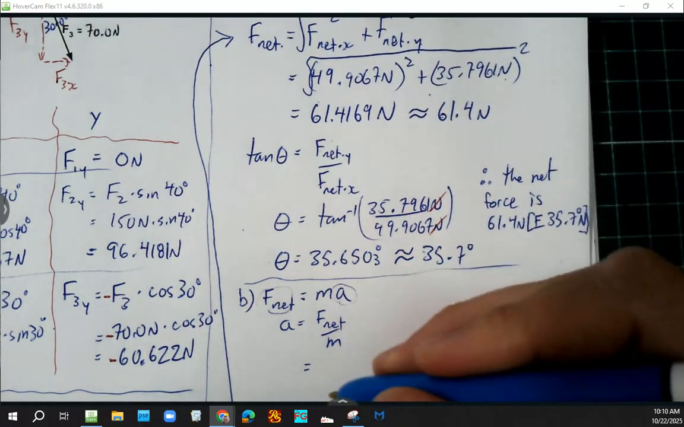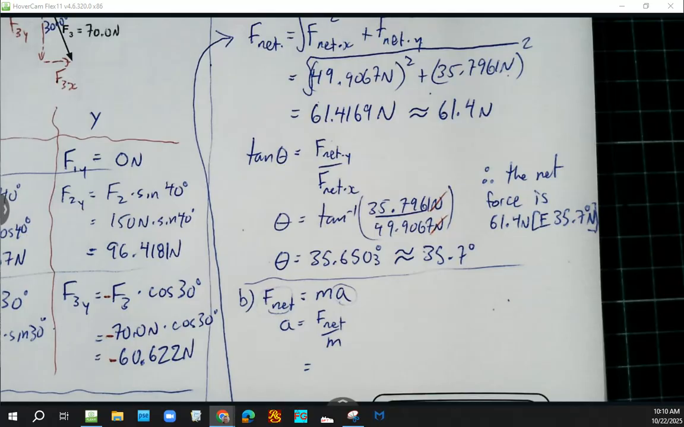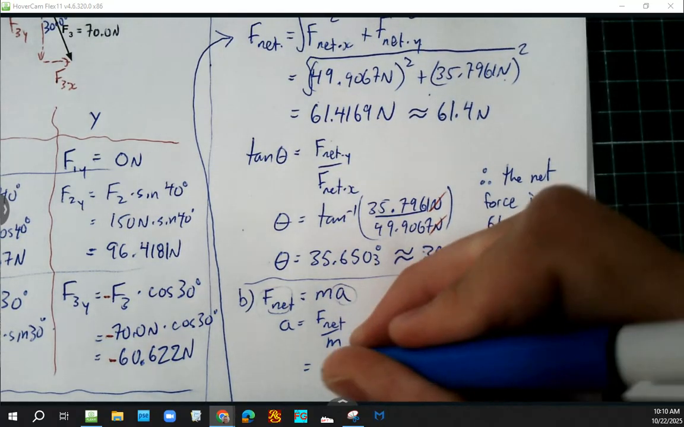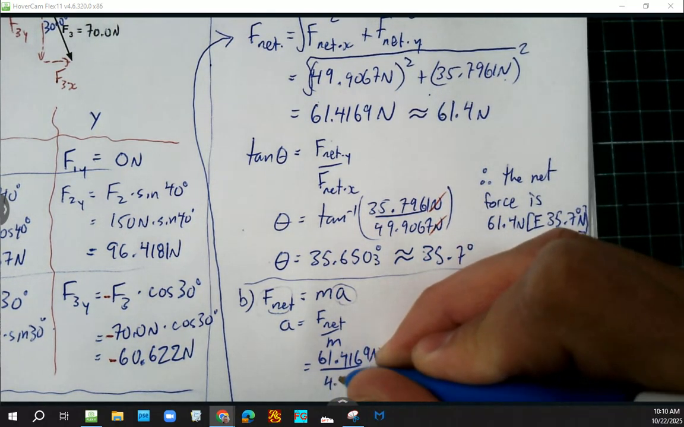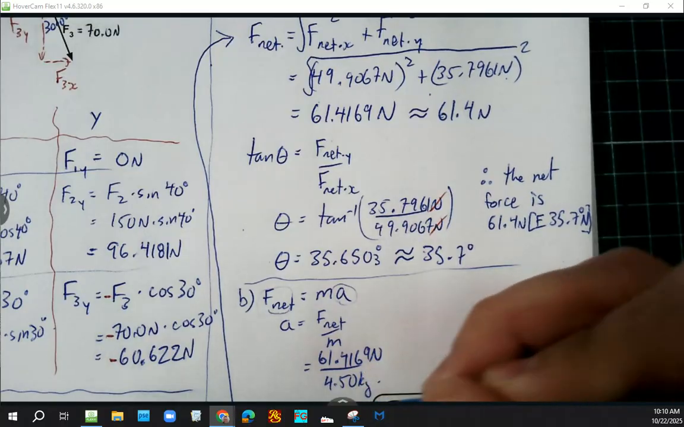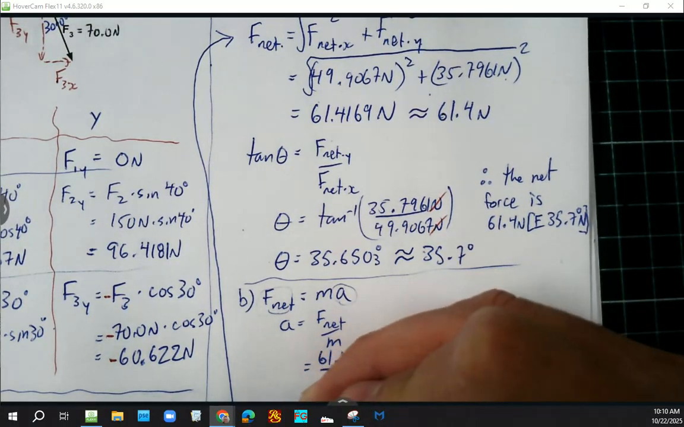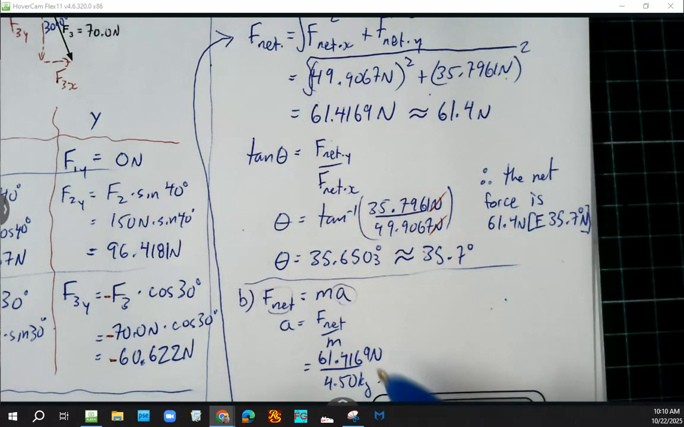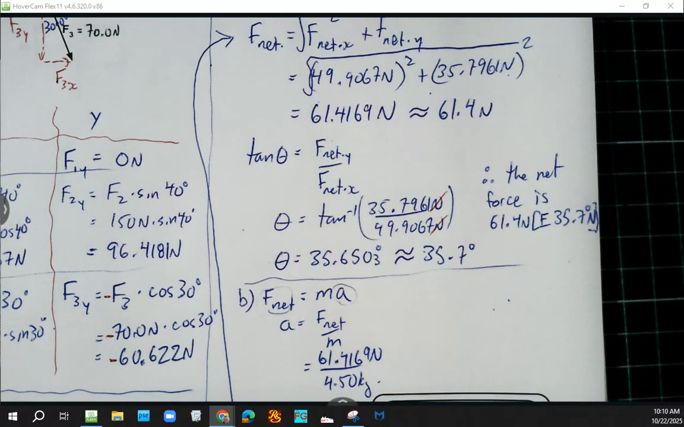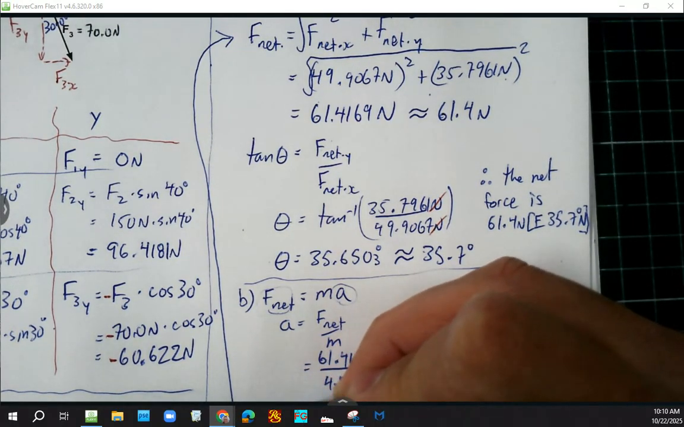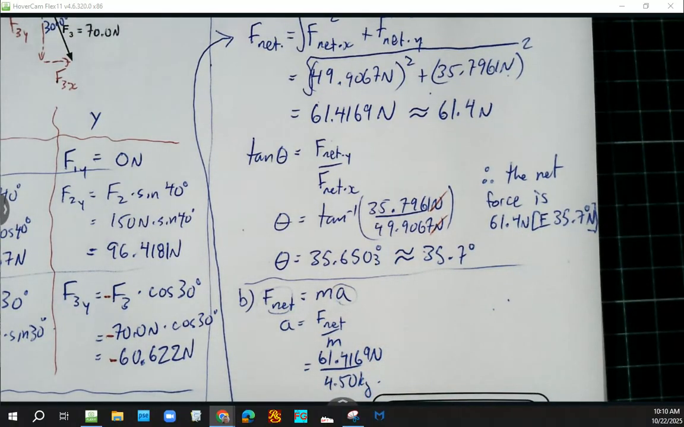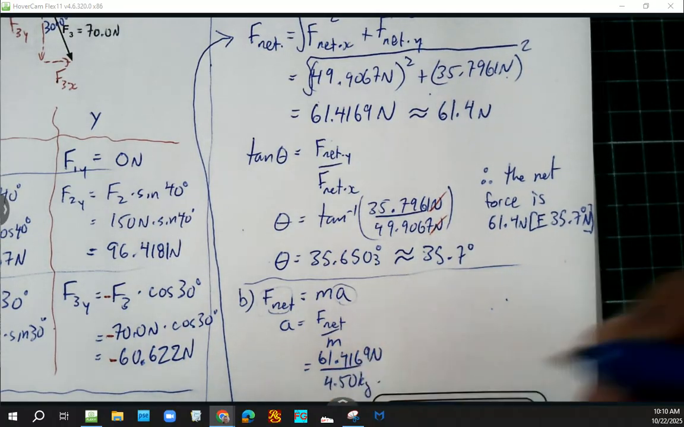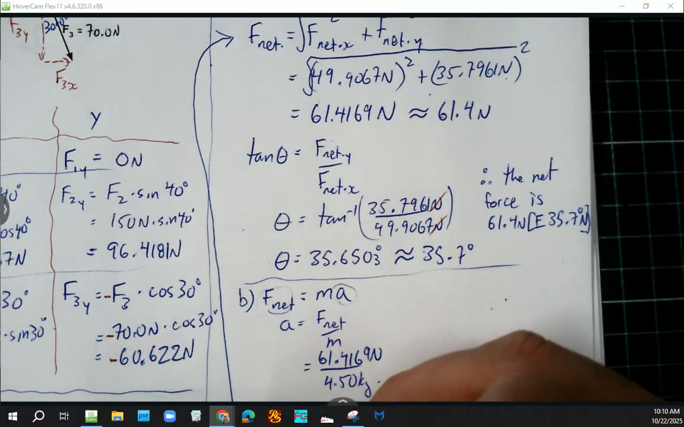So we sub in our values. Well, F net, should I use the rounded F net value or the unrounded one? Unrounded, 100% of the time. 61.4169 newtons divided by a mass of, it said 4.50 kilograms. I'm just going to write my A there. 61.416 divided by 4.5, yeah? 13.6482 meters per second squared. Nice. Anybody want to second that motion? Motion carries, all right. So on 3 sig figs, we say it's 13.6 meters per second squared.